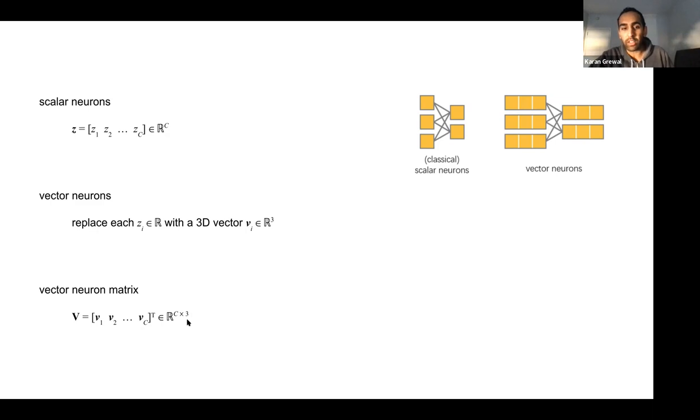I should note though that just because it's 3D doesn't mean that it's representing an XYZ location. It's 3D because we want these to be equivariant to 3D rotations in a latent space. So nowhere do the authors mention that the three dimensions here are representing XYZ, although that's the case with the input. So you're not getting an XYZ value at each layer of these vector neurons.